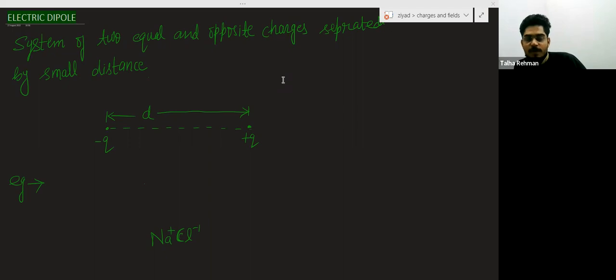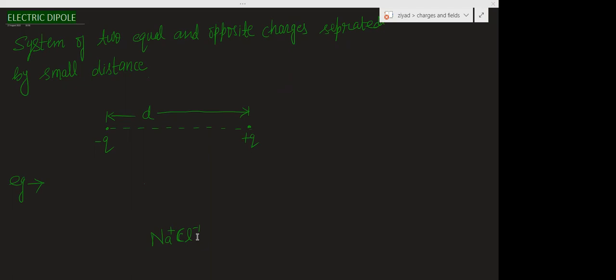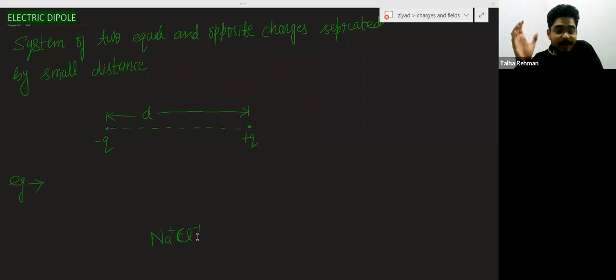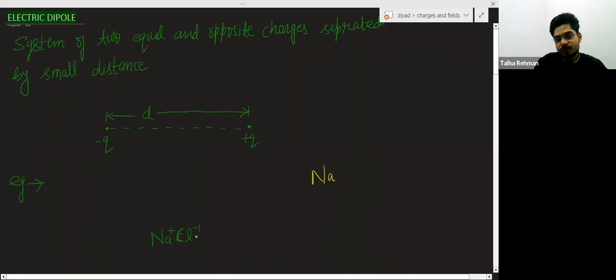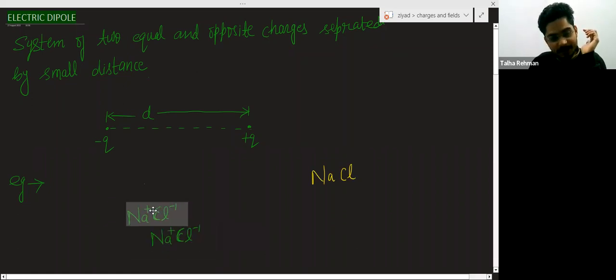Example of electric dipole you can give as NaCl. But sir, it's not an electric dipole, right? Why? The reason I'm telling: NaCl is sodium chloride. So what is NaCl basically? In NaCl you have a sodium atom and you have a chlorine atom. This already existed in nature. So now, why are we saying this is an electric dipole?